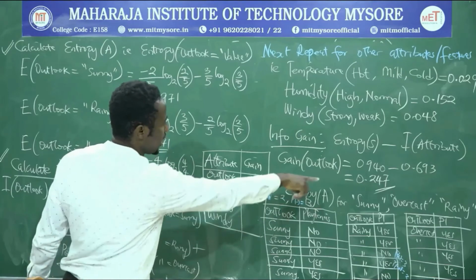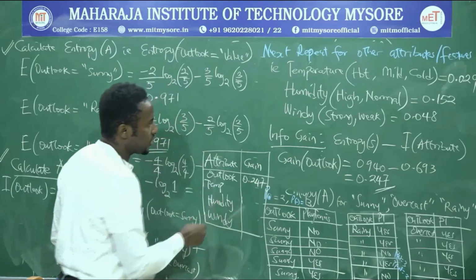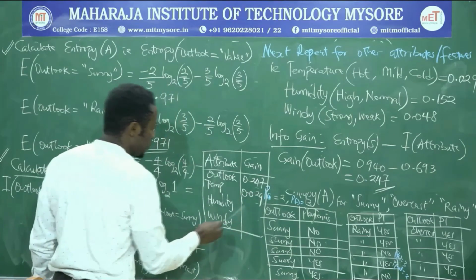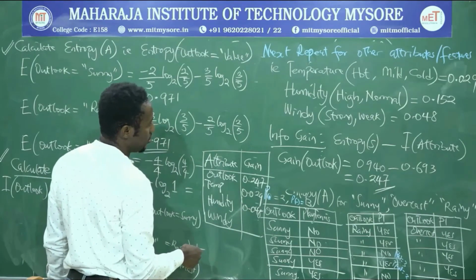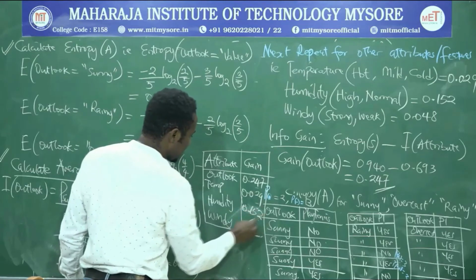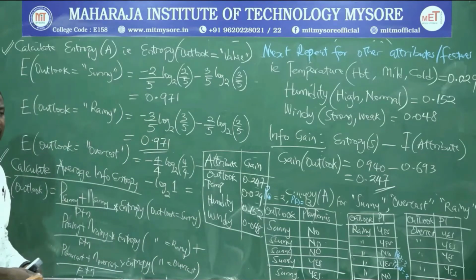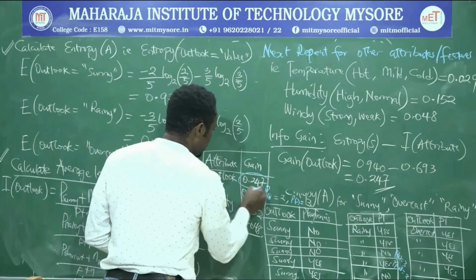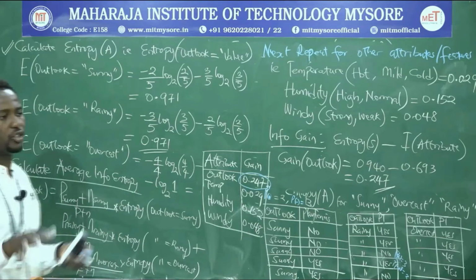Now let's put them into their respective values. Outlook was 0.247. Next, temperature, 0.029. Next, windy, 0.048. And lastly, humidity, 0.152. So everyone knows that the one with the highest information gain becomes the root node. So which one has the highest information gain? That is outlook. So I circle it now. So with this, I'm going to leave you at the first stage of the tree, okay?